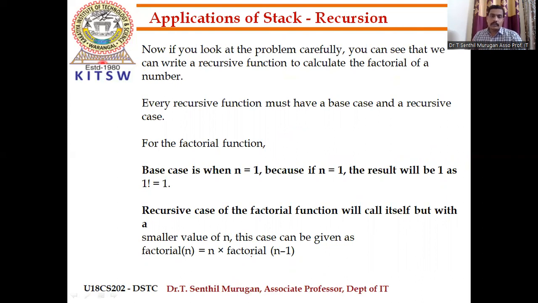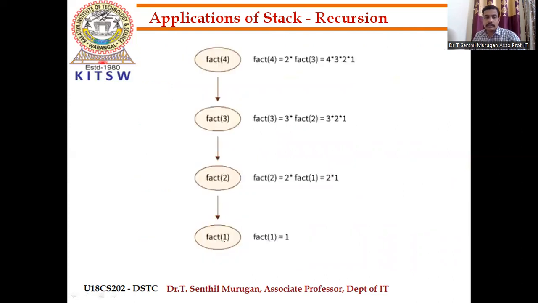Okay. So now in this factorial function, the base case is n equal to 1. Whenever we are given 1 factorial, the value is 1. That is the base case. What is the recursive case? The recursive case means n into factorial of n minus 1. Again and again this part will be called till we reach the base condition. That is the recursive case.